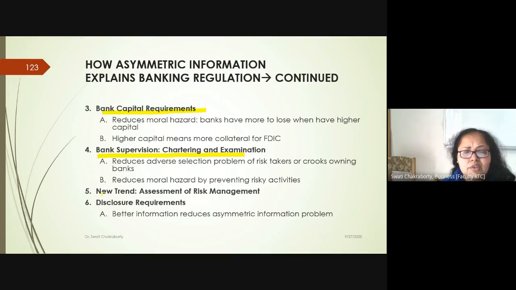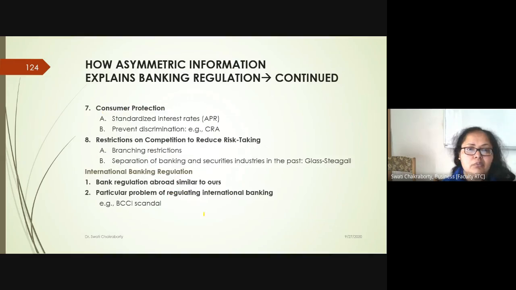There's a new trend, which is assessment of risk management. It's done today. Disclosure requirements come in, where better information helps in reducing the asymmetric information problem. Consumer protection, where we have standardized interest rates, which prevents discrimination. Restrictions on competition to reduce risk taking. Branching restrictions, right? Not so many branches are coming up, so there's a restriction. So, separation of banking and securities industries in the past, right?